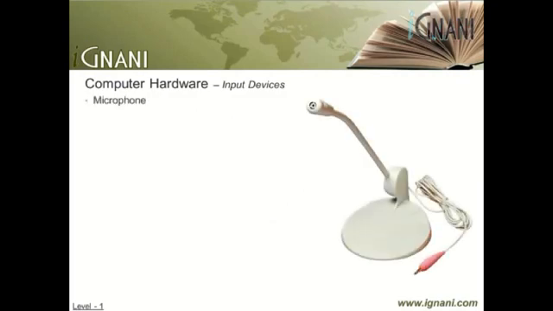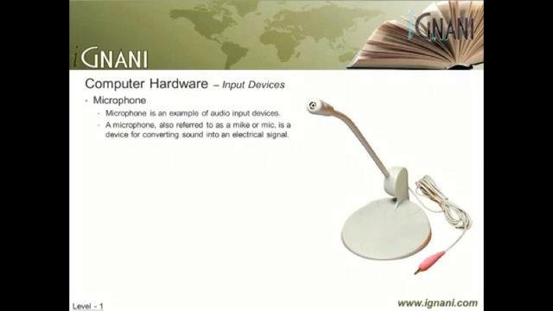Microphone. Microphone is an example of audio input devices. A microphone, also referred to as a mic, is a device for converting sound into an electrical signal. In this picture, you can see a typical microphone.